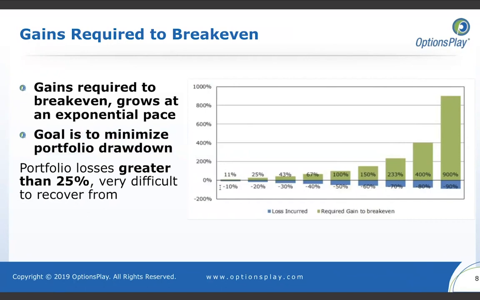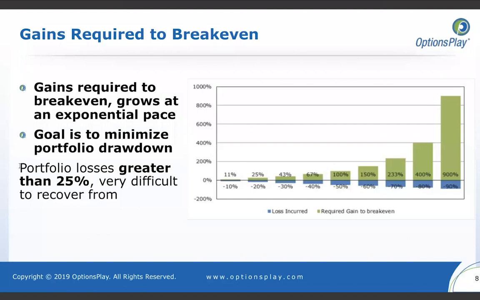So if you lose 10% of your account, you need an 11% gain just to get back to break even. If you lose 20% of your account, 25% is now required to break even. At 30%, you need 43% to break even. As you can see, as you go further and further down the line, even though you're only losing 10% more each time, the amount of returns that you need to get back to your break-even point grows exponentially. It's not like if you lose 10% more, you have to gain another 10% to get back. You have to gain substantially more to get back to break even.